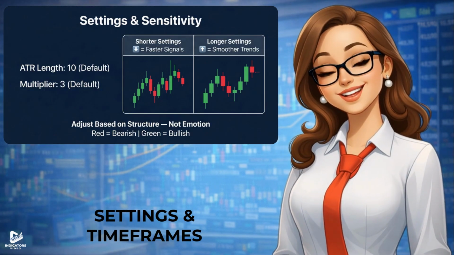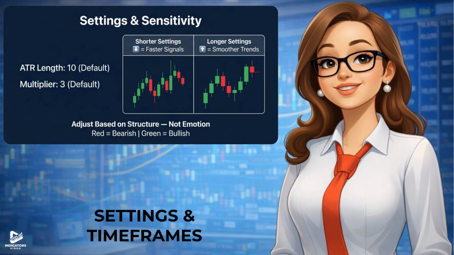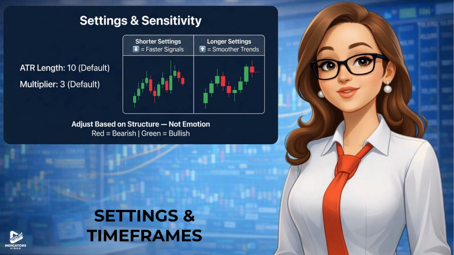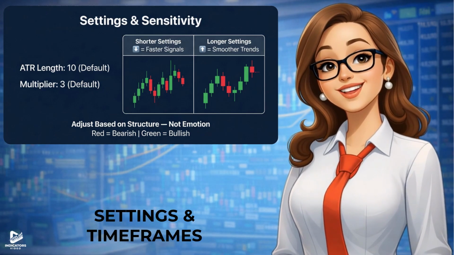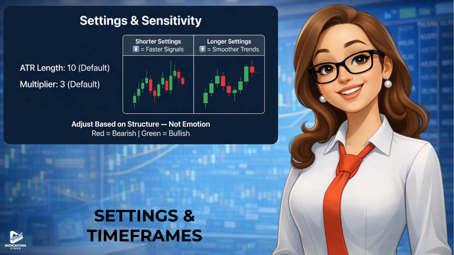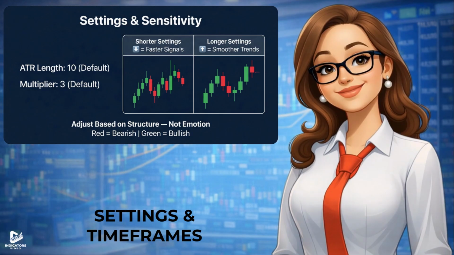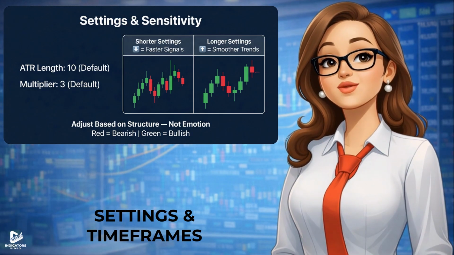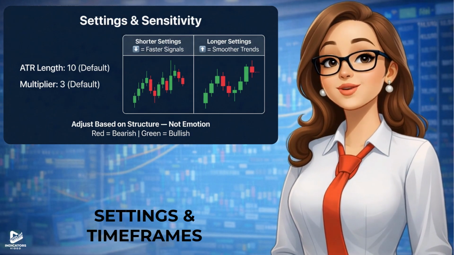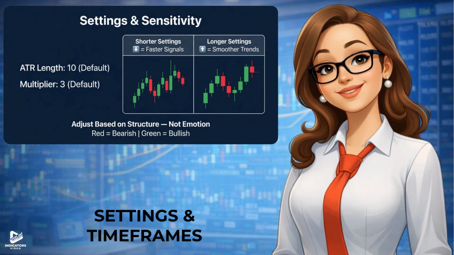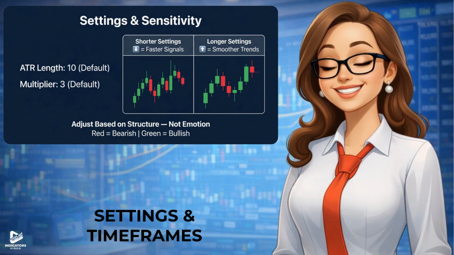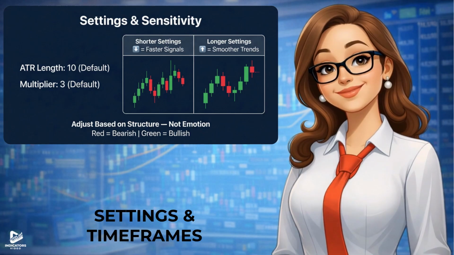Default settings are typically ATR length 10, multiplier 3. Shorter settings increase sensitivity, longer settings increase smoothness. There is no perfect setting, only alignment with your time frame and risk tolerance. On lower time frames, noise increases. On higher time frames, signals are slower but stronger. Adjust based on structure, not emotion.